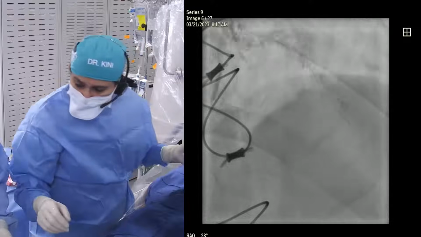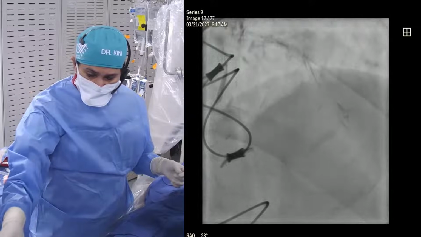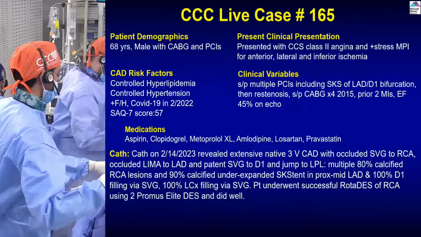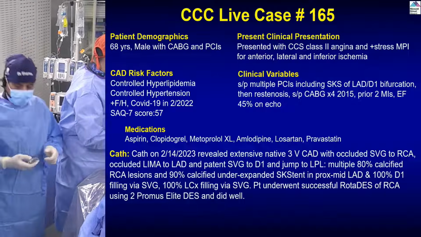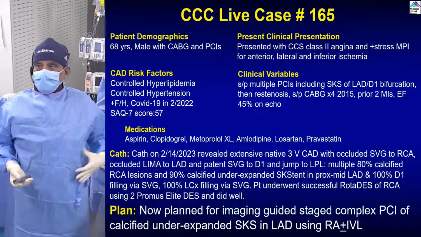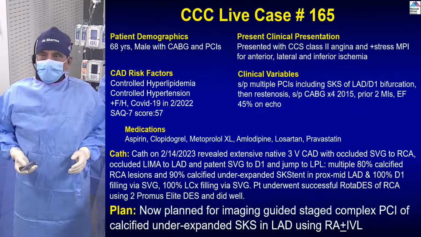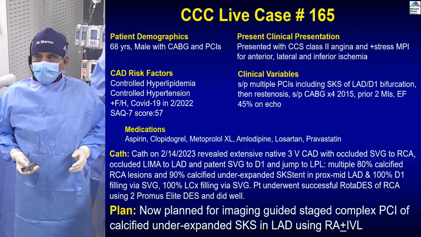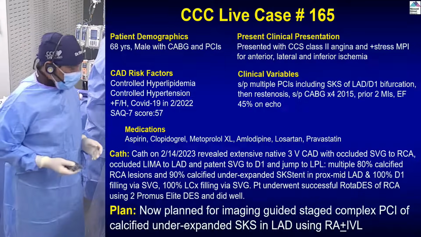All right. So while getting OCT, let's go to our presentation, while we're getting ready for the OCT. So basically that is the plan now: imaging-guided, staged complex PCI of the calcific, underexpanded stent of the LAD using Rota and likely IVL.